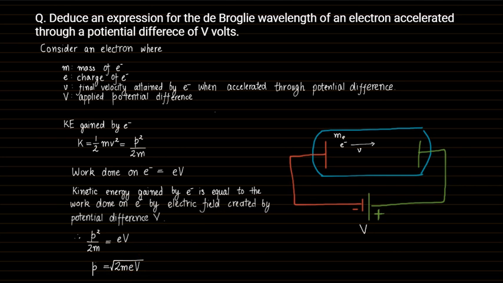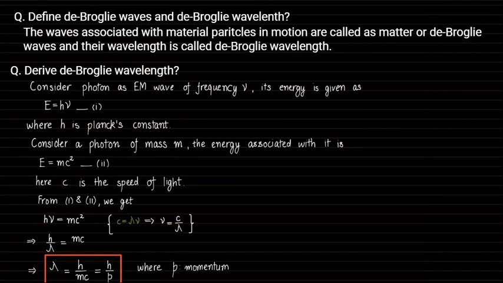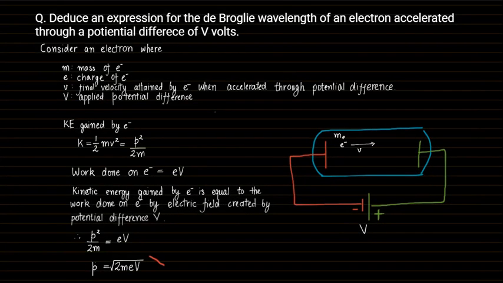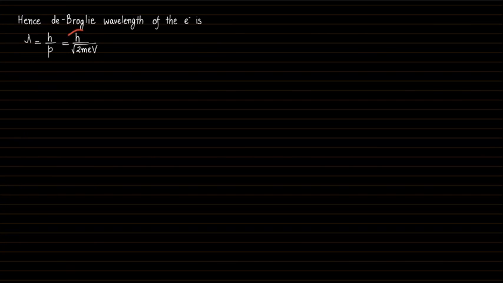Now we know from your de Broglie wave equation, your wavelength equals h divided by p. So what will be the wavelength associated with the electron? I'll write in the next page. Lambda equals h upon p. Substitute the value of p from here. So it will be h upon root over twice of meV.